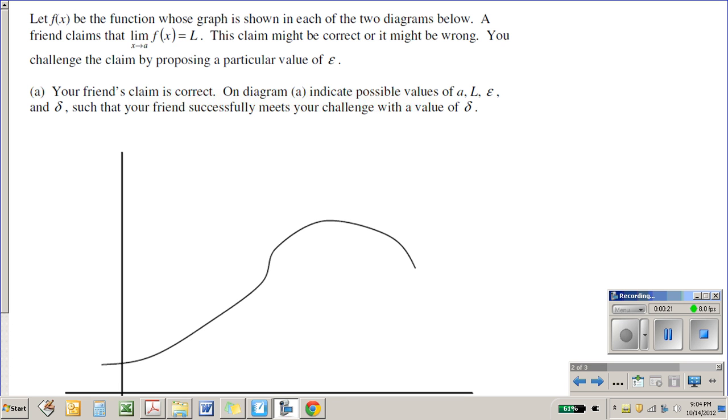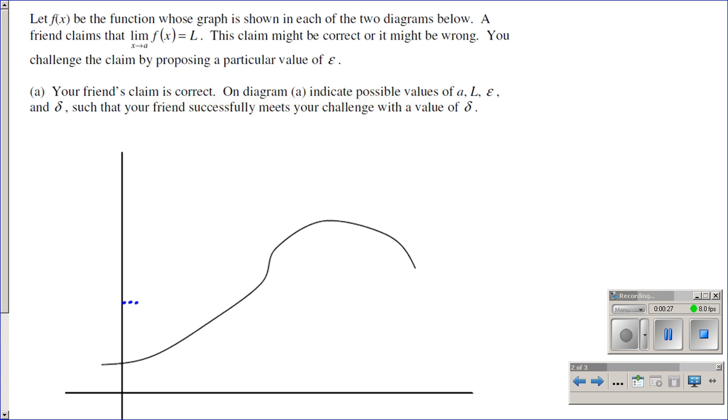Your friend's claim is correct. So if my friend's claim is correct, then the actual limit as x approaches a is L. So this would be my actual limit, so this is L. This would be the value, the A. And on the diagram, indicate possible values of A, L, and epsilon and delta such that your friend successfully meets the challenge.